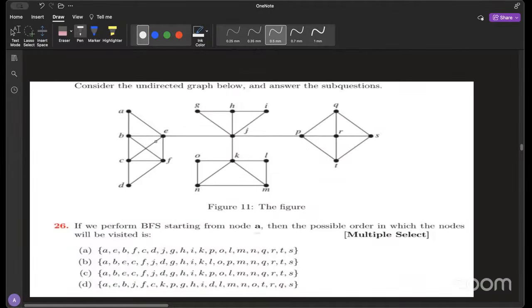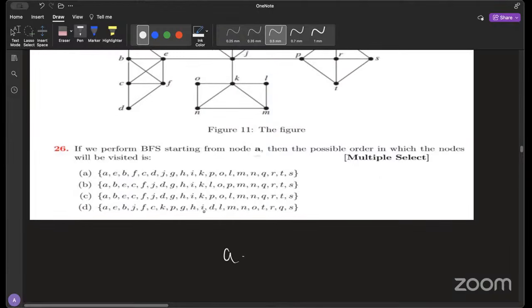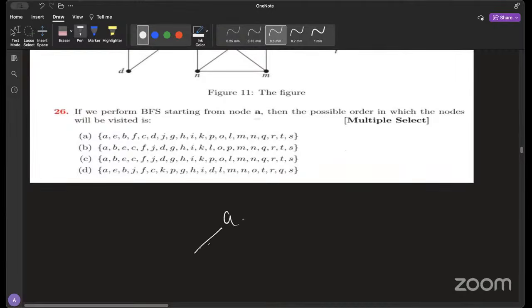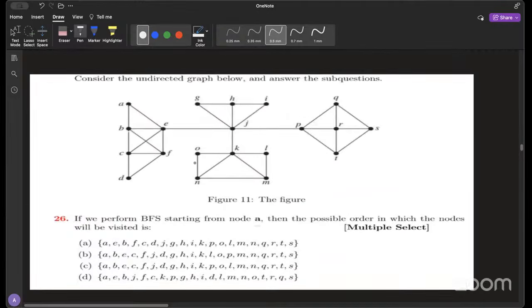Then directly connected, what do we do in BFS? We see the ones that directly have an edge with the starting vertex. So A has a direct edge with B and E. Okay, let's see which one of these is correct. Once you're done with the BFS tree, all of the options will be clear.